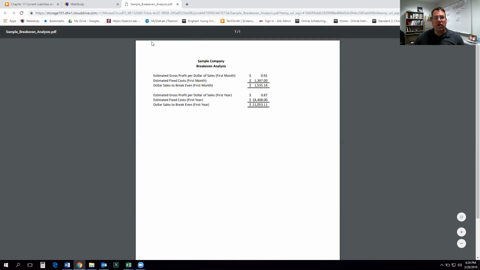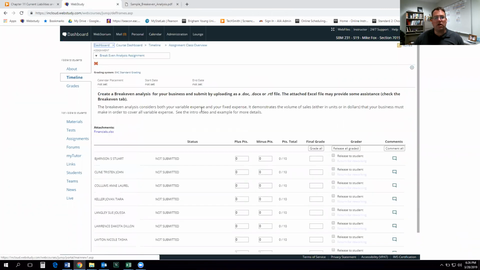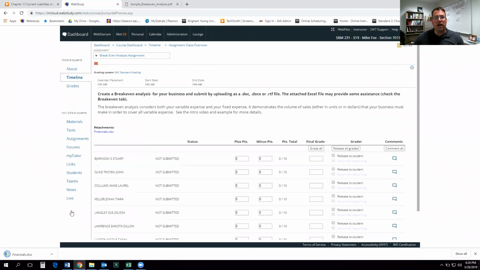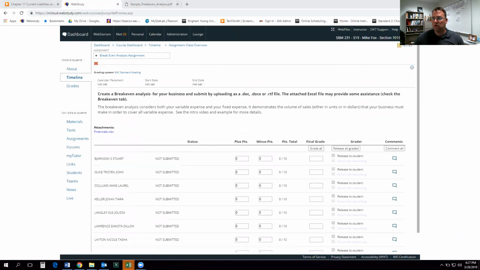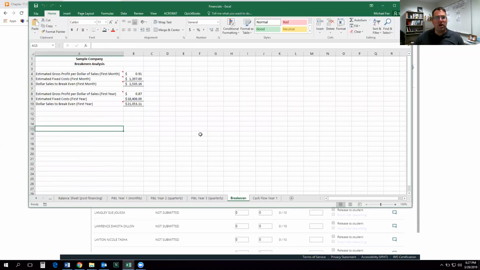So in addition to this sample, I have added something in the assignment itself, kind of like in the last chapter. There was the sample Excel file for your income statement, your balance sheet. So if you click on financials, you will see the same. Whoops, it popped up over here. Let me find it. So it'll bring up this, and there's a tab for break even.